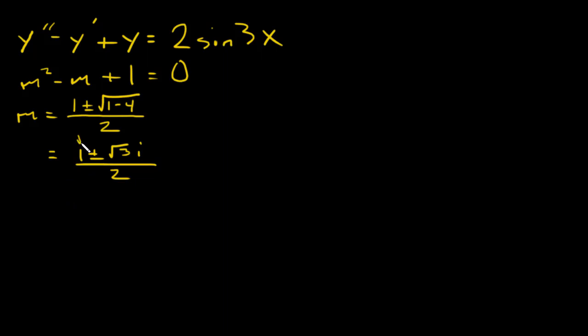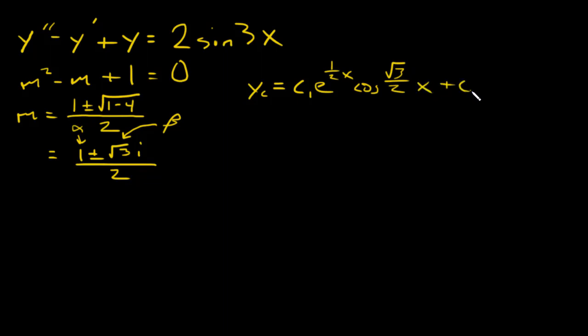And so this is going to be our alpha, and this is going to be our beta. So we're going to have a solution that looks like y sub c, and this is the c part, the complementary, is equal to c1 times e to the 1/2 x cosine of root 3 over 2 x plus c2 e to the 1/2 x sine root 3 over 2 x. Just like that. So there you have it. That is solving the associated homogeneous.